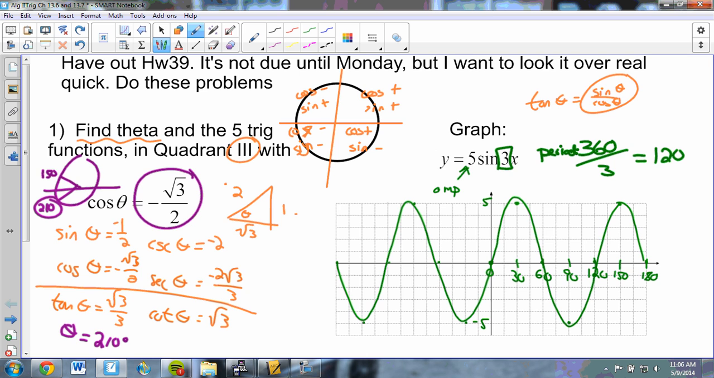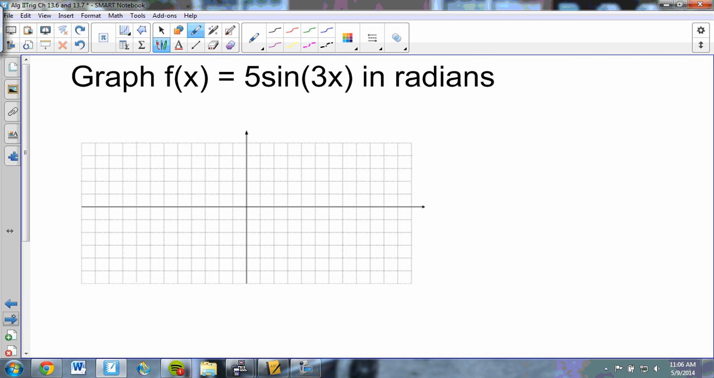Okay, let's do it again, but in radians. Same exact function, but now we're going to do it in radians. Usually, what's the period of a sine function? Nothing's been changed. What's the period? 360. Good. What's that in radians? 2 pi. So usually the period is 2 pi. But now we're going to divide it by this 3. So it's actually 2 pi over 3. My amplitude is still 5.